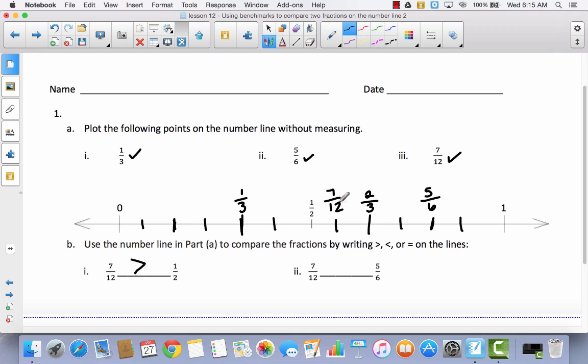What about 7/12 compared to 5/6? Which one's closer to 1? Well, 5/6 is, so 7/12 is actually less than 5/6.